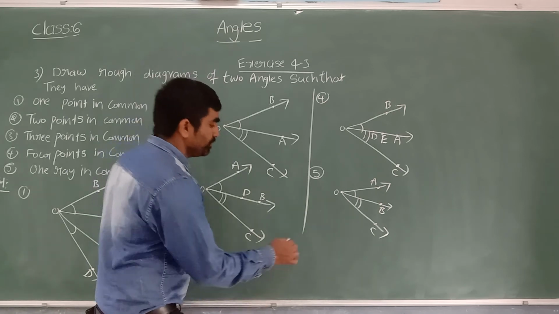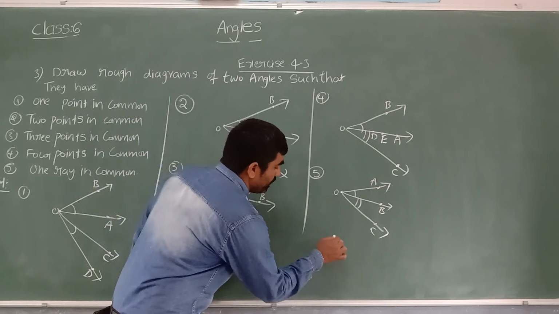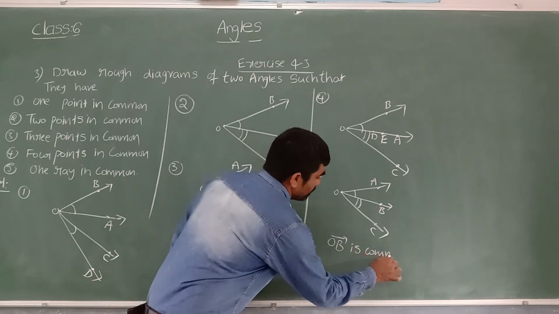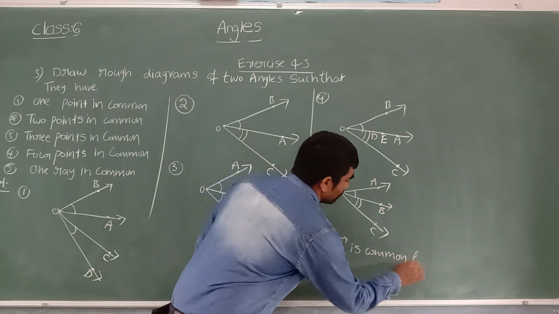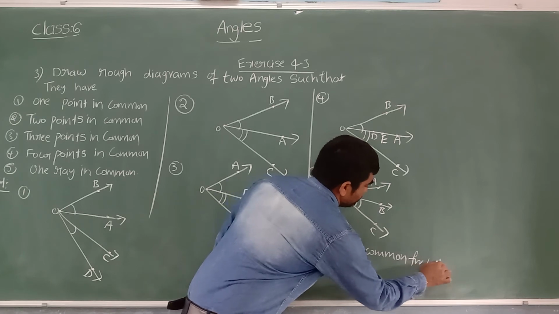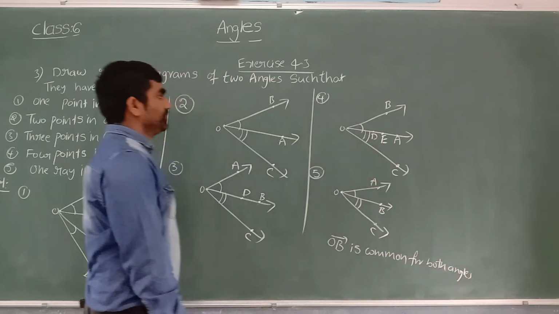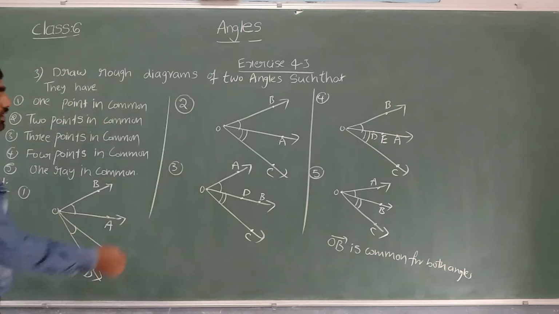What can we see, beta? Yes. We can write that arm OB is common. Ray OB is common for both angles. Yes. Here, what are the common points? But here you can see only O is the common point. We can write O is the common point. Only one point is common. No? O is the common point.